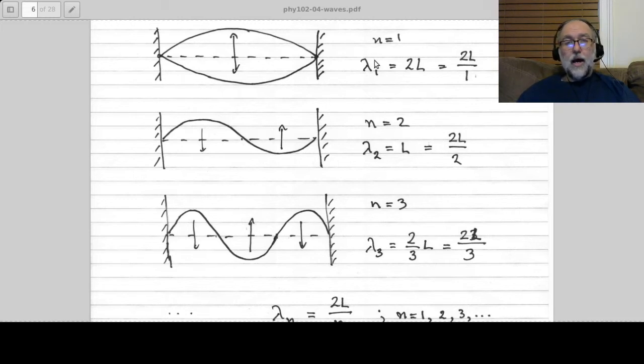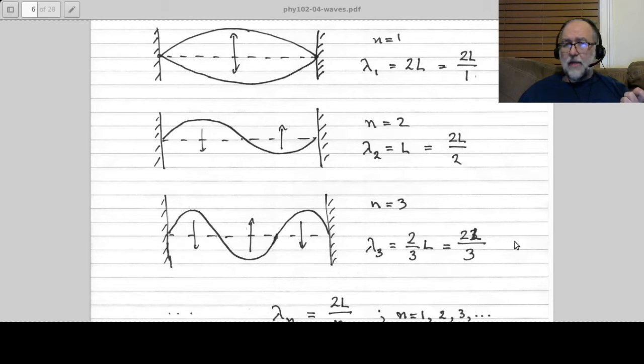Okay. Now, lambda 1 we determined as 2L. Let me write that as 2L divided by 1. And you say, why did you divide it by 1? Well, you'll see in a second. And then lambda 2 we determined was L, and let me write that as 2L divided by 2. And lambda 3 is 2/3 L. Let me write that as 2L divided by 3. And you notice a pattern.